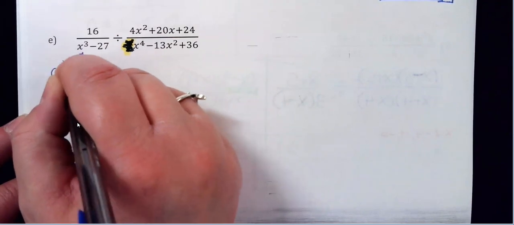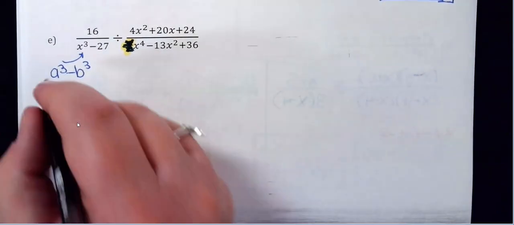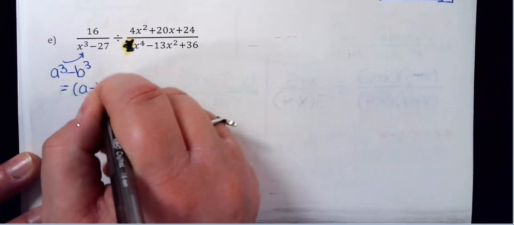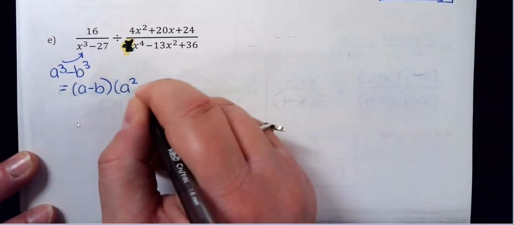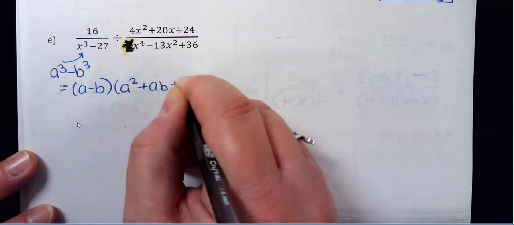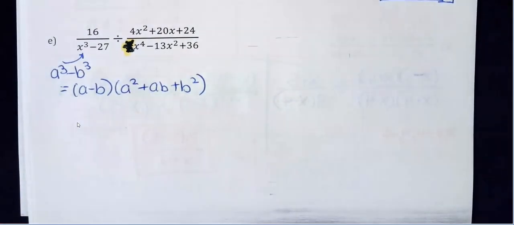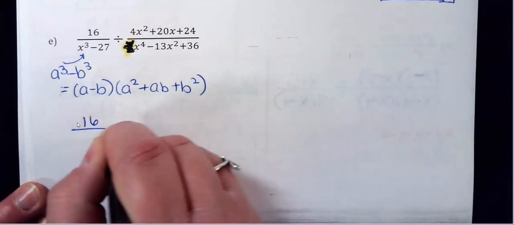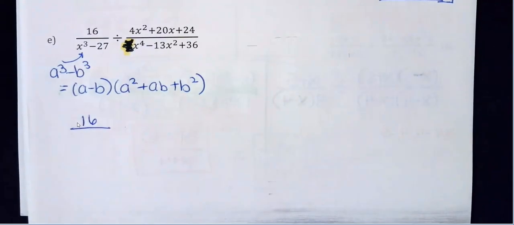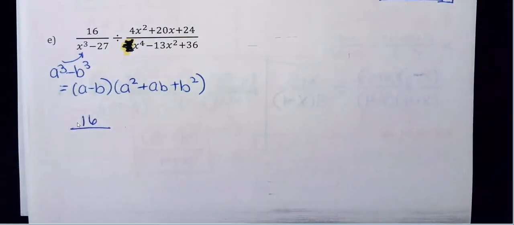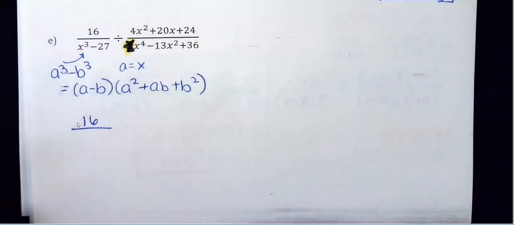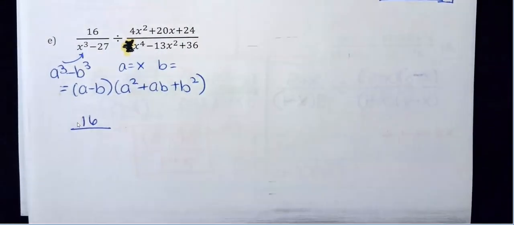If you have a cubed minus b cubed, that can factor into a minus b times a squared plus ab plus b squared. That was the formula, and we gave that to you guys if we did any tests or quizzes. So for x cubed minus 27, what would you plug in for a and what would you plug in for b? What would you put in for b? 3. It's the cube root of 27.